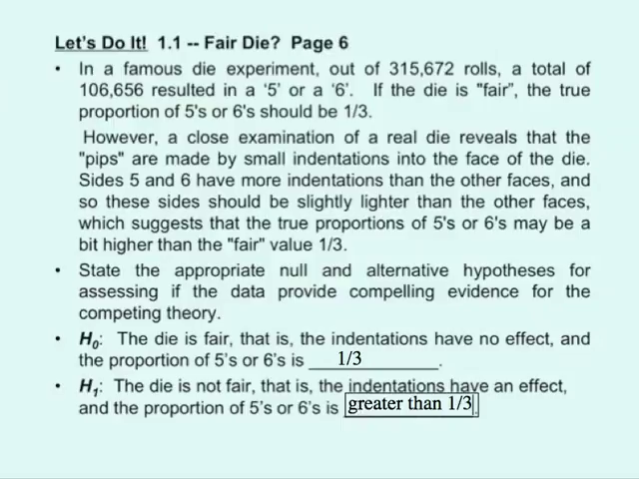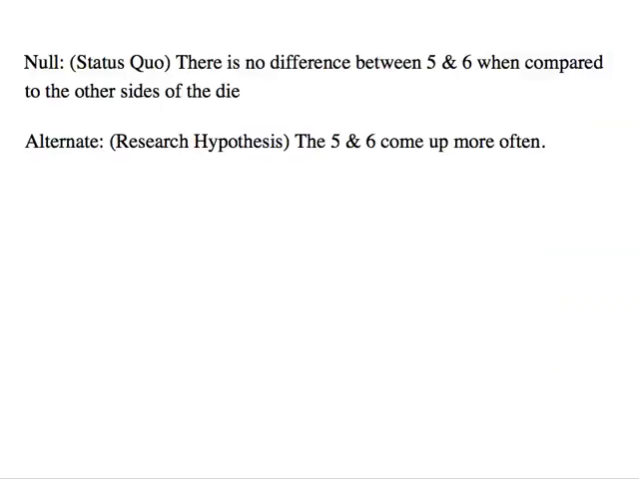Okay, so let's talk just a wee bit more about what we mean by the null and the alternate in this particular case. If we were to just state the null and the alternate in English and not include the proportion of 1/3 in it, then we would say something along the lines that the null, the status quo, is there is no difference between the 5 and 6s when compared to the other sides of the die with respect to how many times those faces come up. The alternate hypothesis, which is most commonly referred to as the researcher's hypothesis, would be that the 5 and the 6 come up more often.